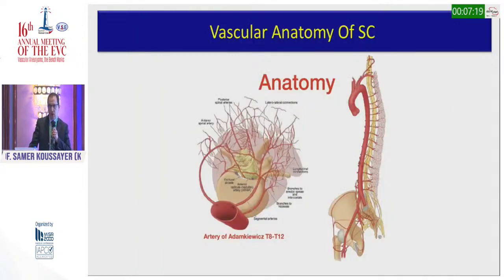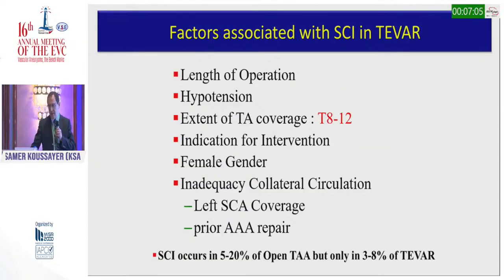Spinal cord ischemia: we know the blood supply of the spine comes from the intercostal, lumbar, subclavian, and internal iliac arteries. But the most important is the artery of Adamkiewicz, which comes from T8 to T12. The factors for CSI in TEVAR are the length of the operation, hypotension, and the extent of thoracic aortic coverage, especially if we cover T8 to T12.